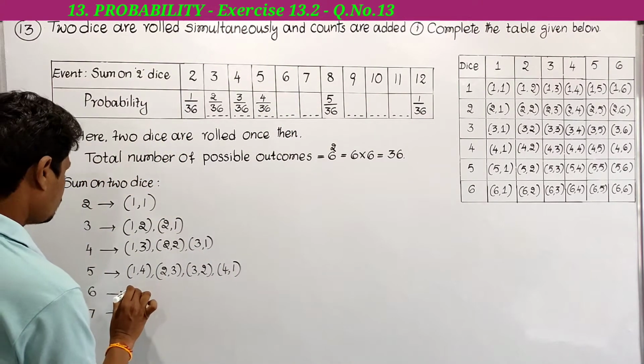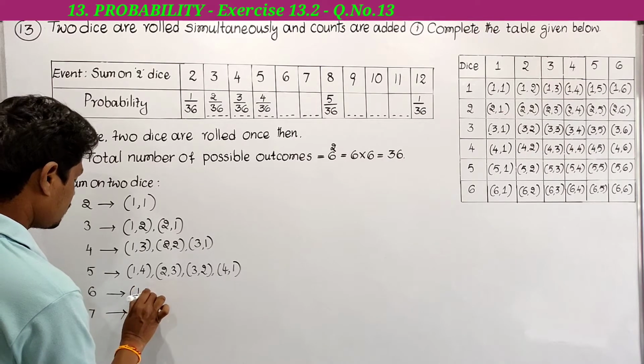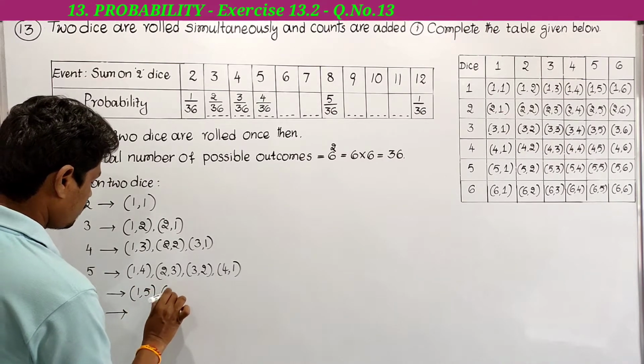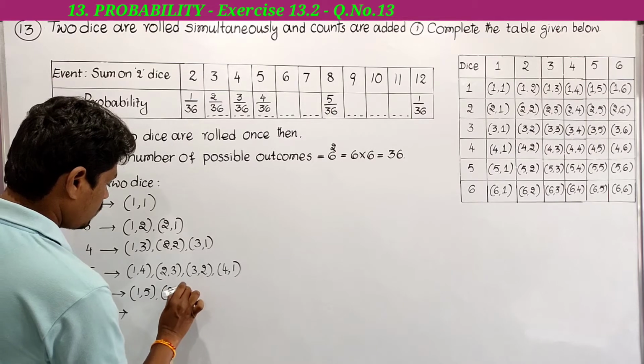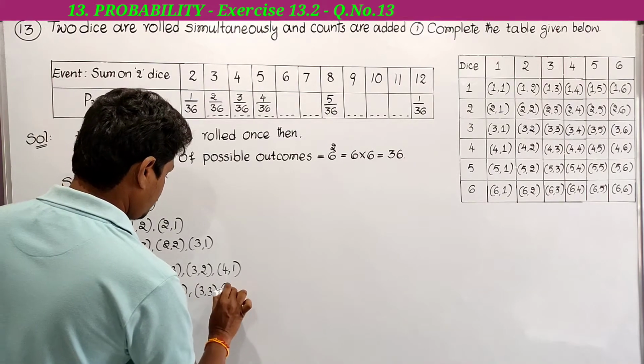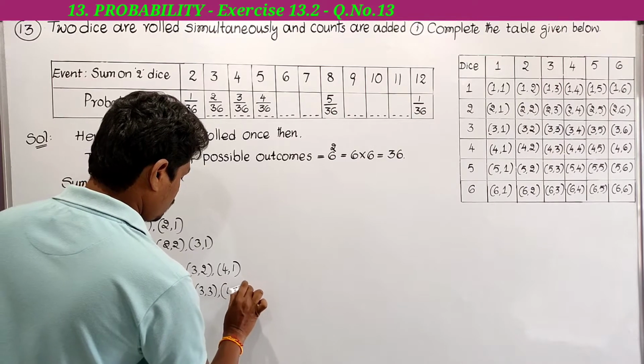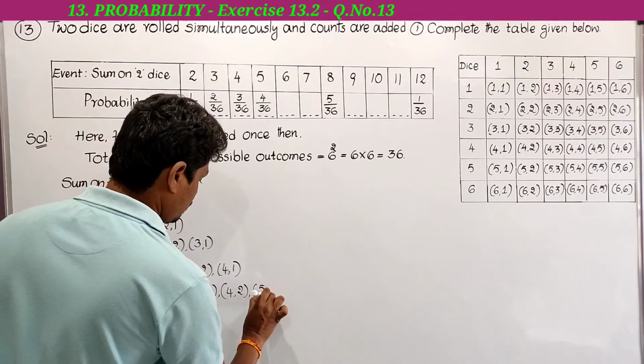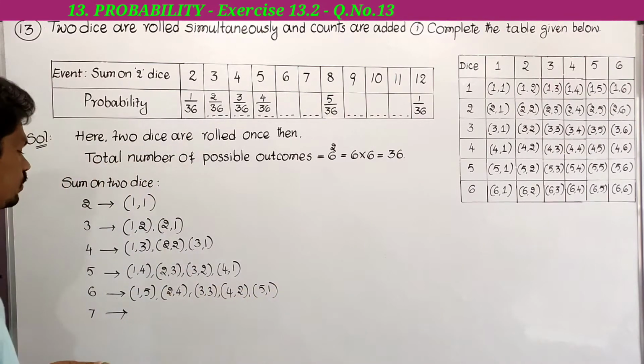So here the possible outcomes are 1, 5, 2, 4, 3, 3, 4, 2 and 5, 1. So these are the possible outcomes.